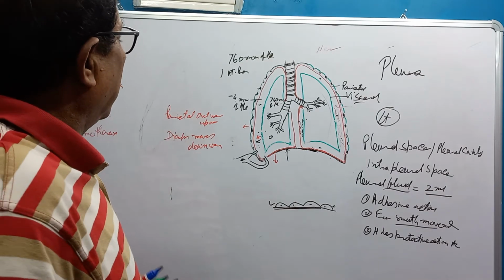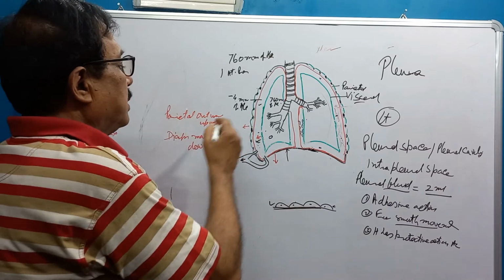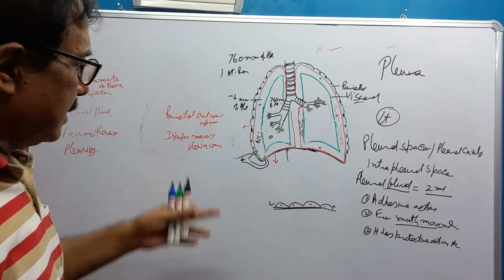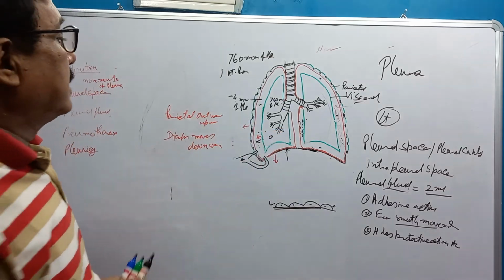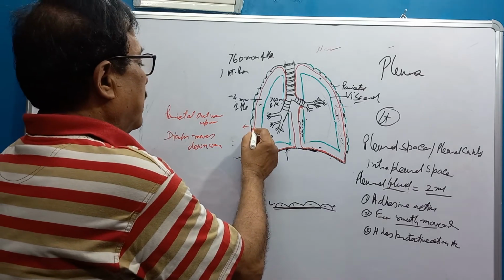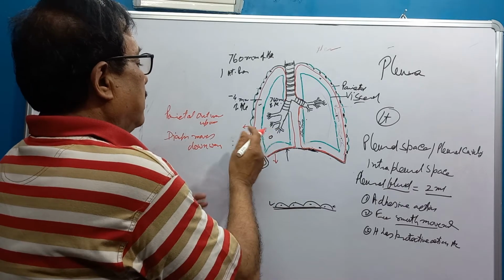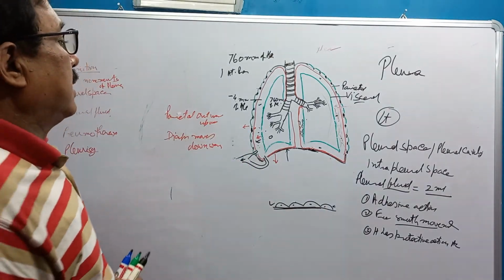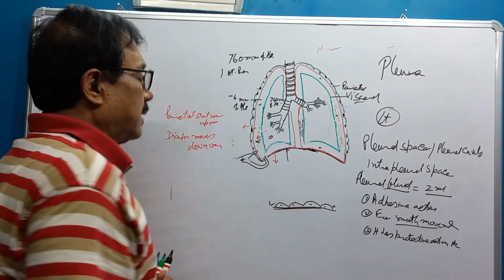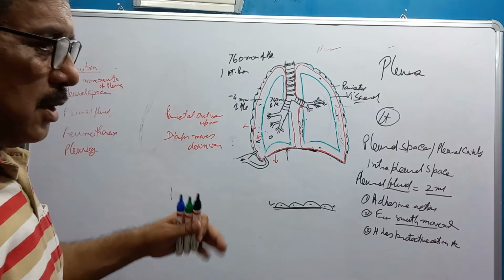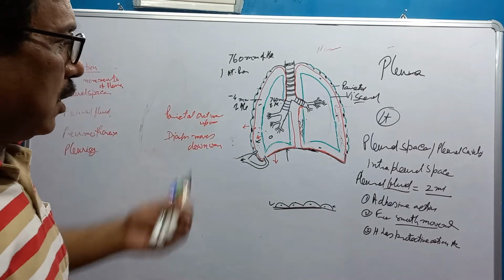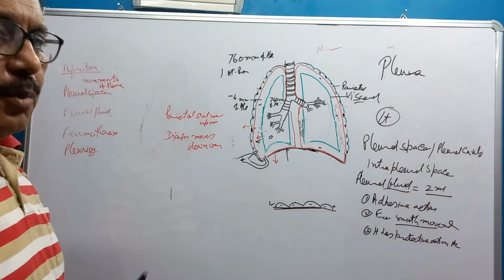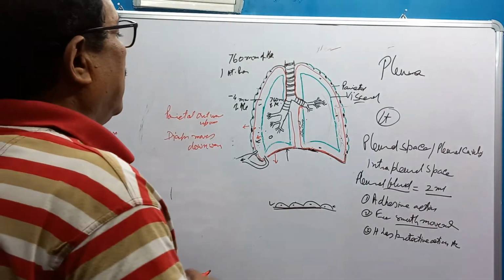downwards and inwards. When this moves inwards, the parietal pleura will go in, and this will push the visceral pleura, and the intrapleural pressure increases, causing air to be blown out from the lung.